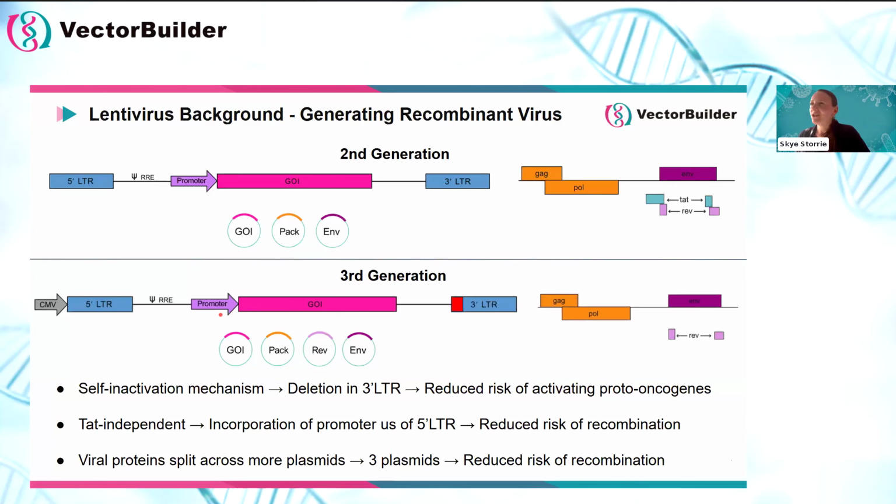So there are several modifications that have been made to the third generation system to try and enhance safety. Probably the most important of which is actually the self-inactivation mechanism, which is encoded in the 3' LTR as a deletion, which is then copied into the 5' LTR during reverse transcription. And this actually disrupts that enhancer promoter activity that I was just talking about. So you don't have to worry so much about sort of triggering nearby proto-oncogenes.